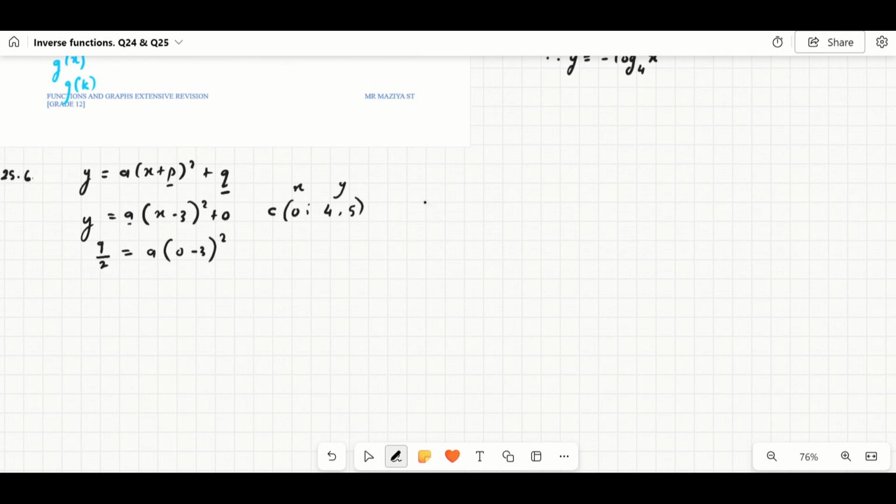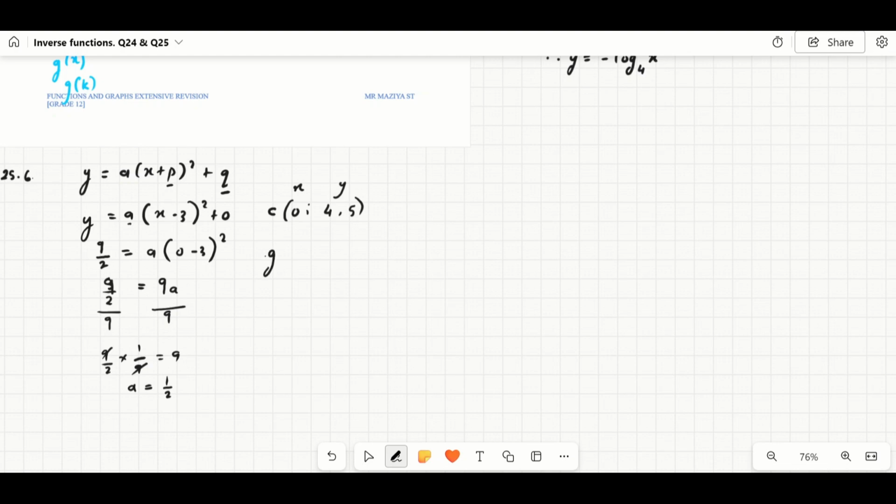So further simplification to find a. So 0 minus 3 is -3. (-3) squared is 9. So that's going to be 9a this side. That's 9/2 this side. So I'll divide with 9 both sides. So it is now 9/2 multiplied by 1/9. That's equal to a. These two give you 1. So your value of a is equal to 1/2.